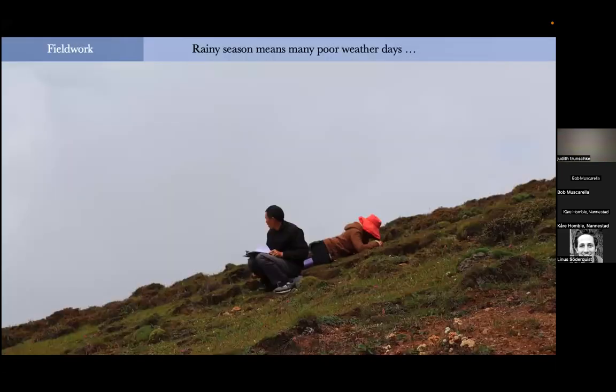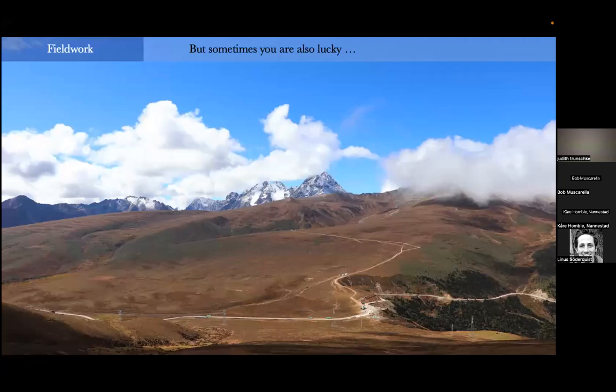And so, as I said, most of it is, we do field work in the rainy season. So many times we know we are in a spectacular area, but we can't see anything other than the plants. But sometimes you're also pretty lucky and it opens up and then you have really spectacular views. So this is the actual peaks of Hengduan Mountain.